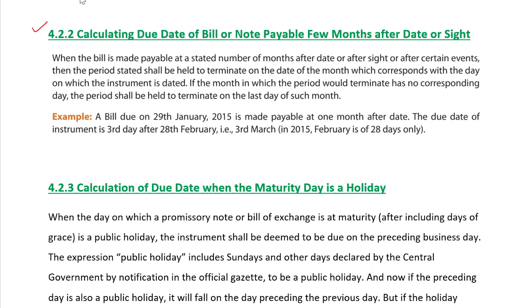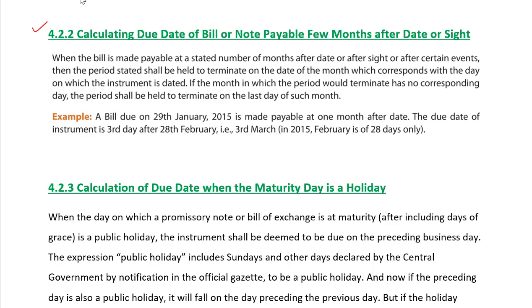Calculating due date of bill or note payable a few months after date or sight. When the bill is made payable at a stated number of months after date or after sight or after certain events, then the period stated shall be held to terminate on the date of the month which corresponds with the day on which the instrument is stated. If the month in which the period would terminate has no corresponding day, the period shall be held to terminate on the last day of such month.